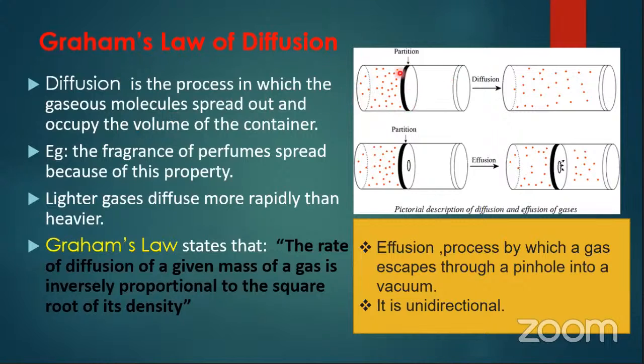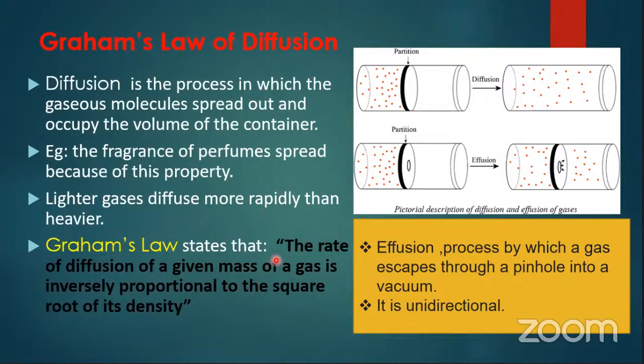You can see here, initially some gas is sprayed here. Then later it will occupy the total container like this. Initially the gas is only at this position, but after some time the gas is spreading throughout this container. So the simple thing here: lighter gases diffuse more rapidly than heavier gases.